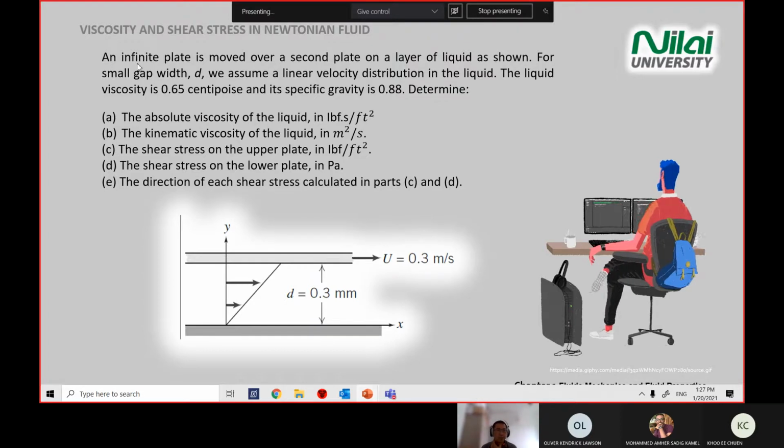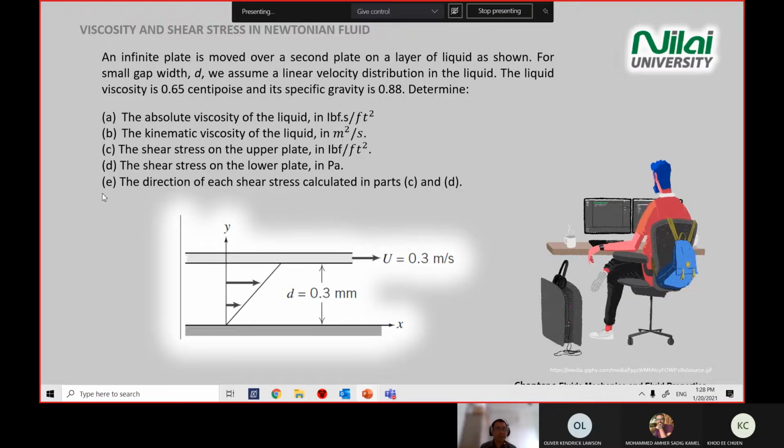The question mentions that you are having an infinite plane, a very long plane, and we assume we have a linear velocity distribution in a liquid. The liquid viscosity is given in a non-standard unit, which is 0.65 centipoise, and its specific gravity is 0.88. So this medium is not a normal medium, it's a special medium, so we need to do calculation.